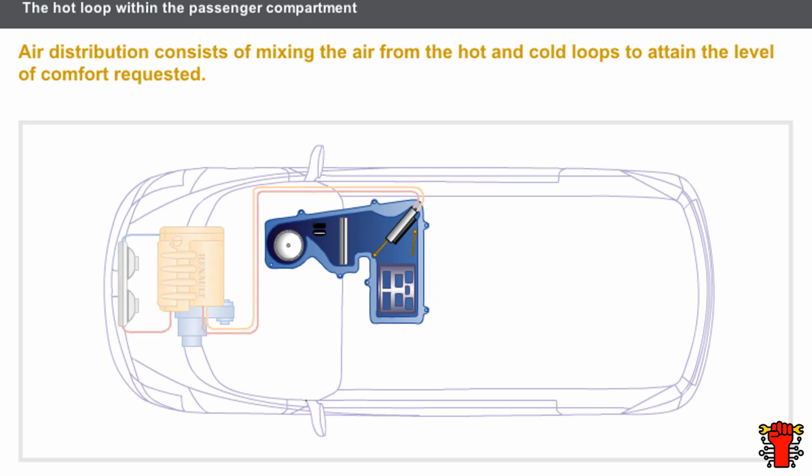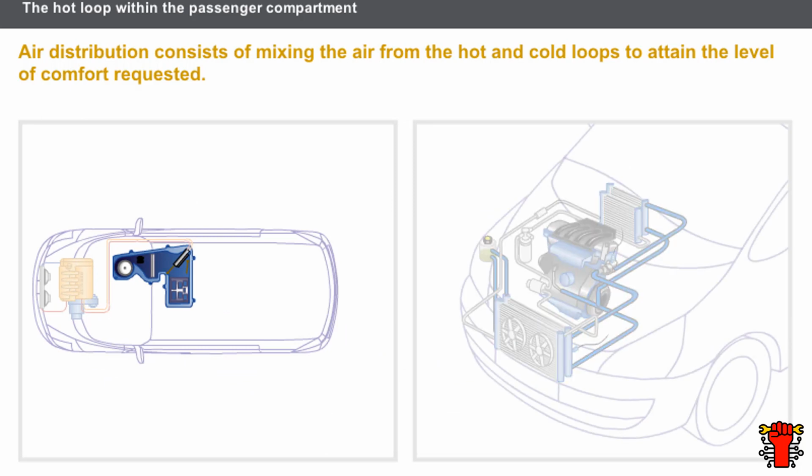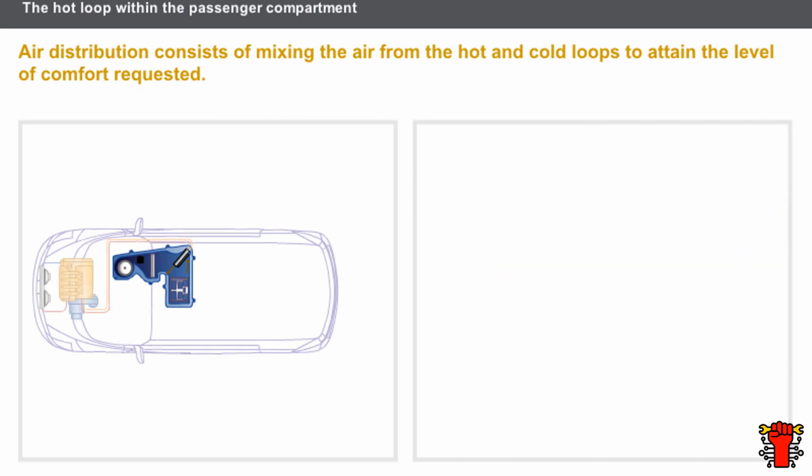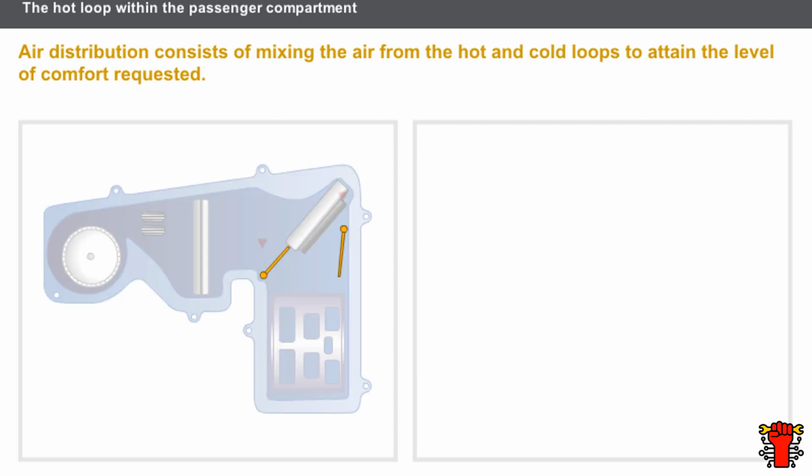We shall now look at air distribution, handled by the heater unit. Air distribution consists of mixing the air from the hot and cold loops to attain the level of comfort requested. Air distribution is performed by the mixing components. The mixing flaps are located downstream of the evaporator, the cold producer. The mixing flaps can be controlled by wire, a direct current motor, or a stepper motor.